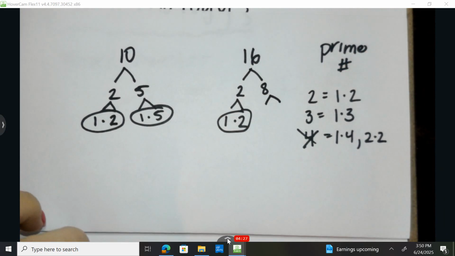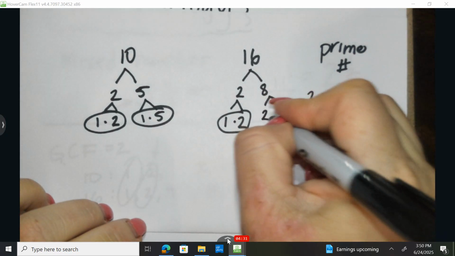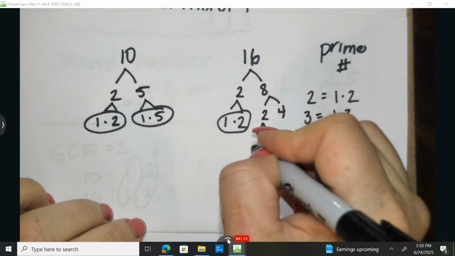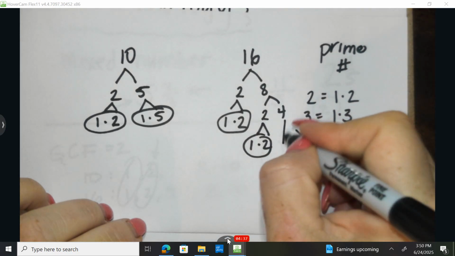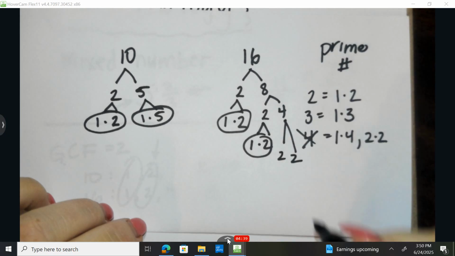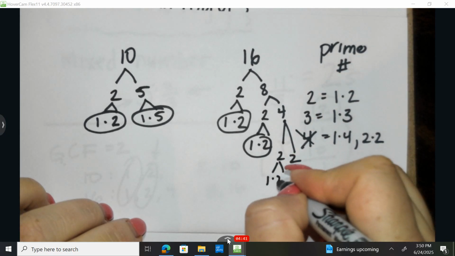How do we achieve 8? We could do 1 times 8. We could do 2 times 4. It's your choice. But you need to continue to break it down until only prime numbers exist. So 2 times 2 would achieve 4, and we know 2 is 1 times 2.